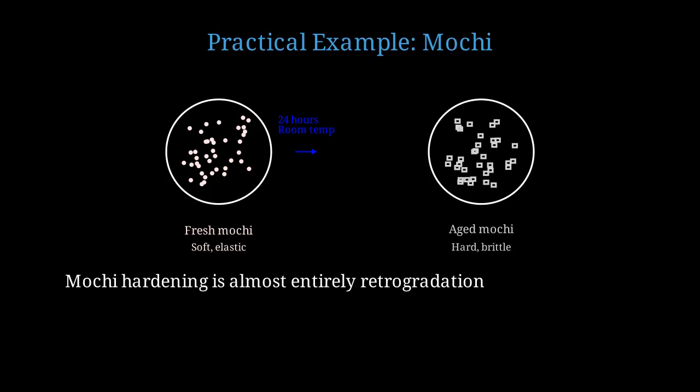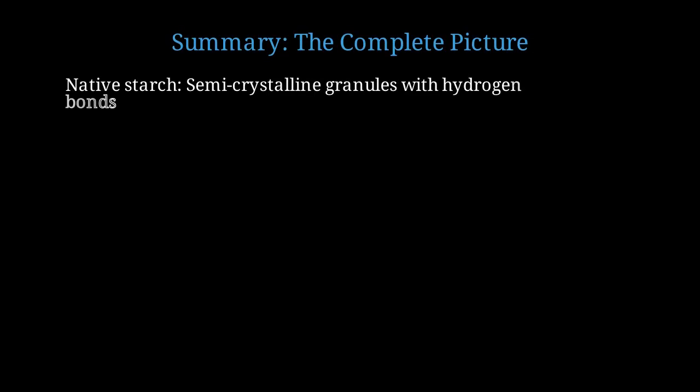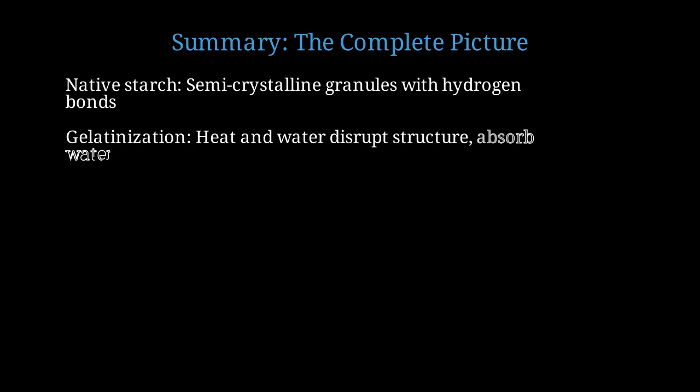To refresh hardened mochi, you must heat it to regelatinize the starch. Toasting or microwaving works perfectly. Let's bring everything together into a comprehensive summary. Native starch exists as semi-crystalline granules held together by extensive hydrogen bonding networks. Gelatinization occurs when heat and water disrupt the structure.